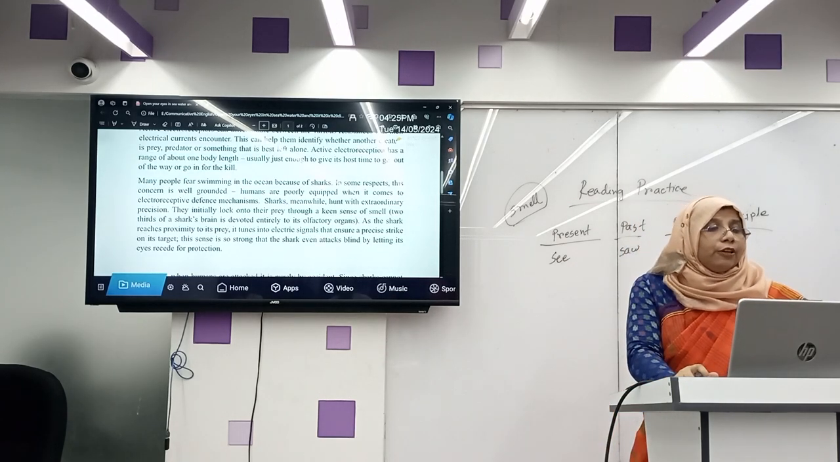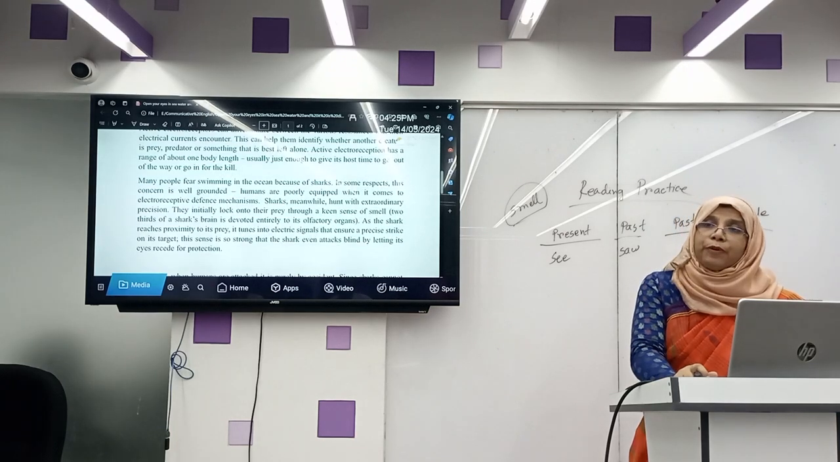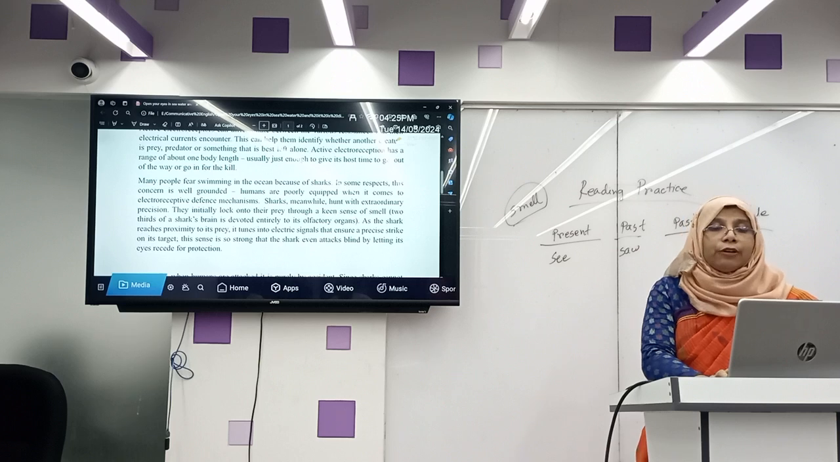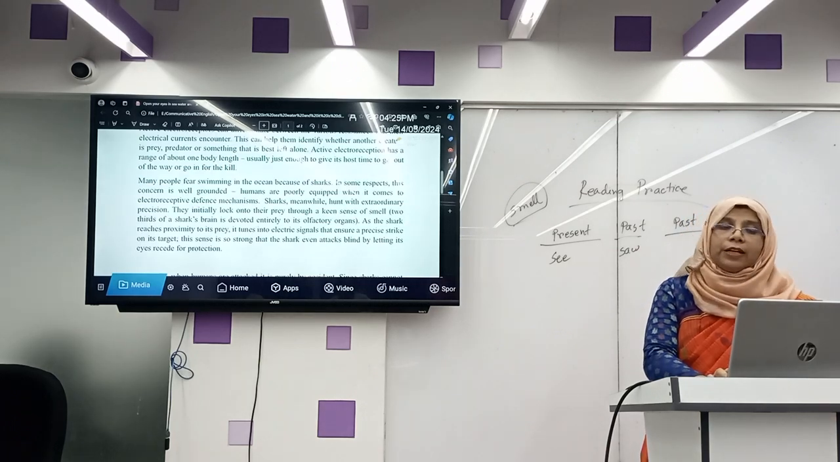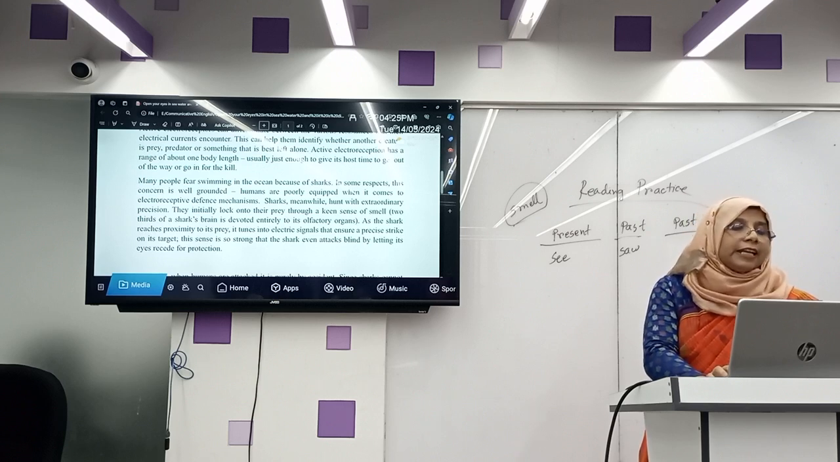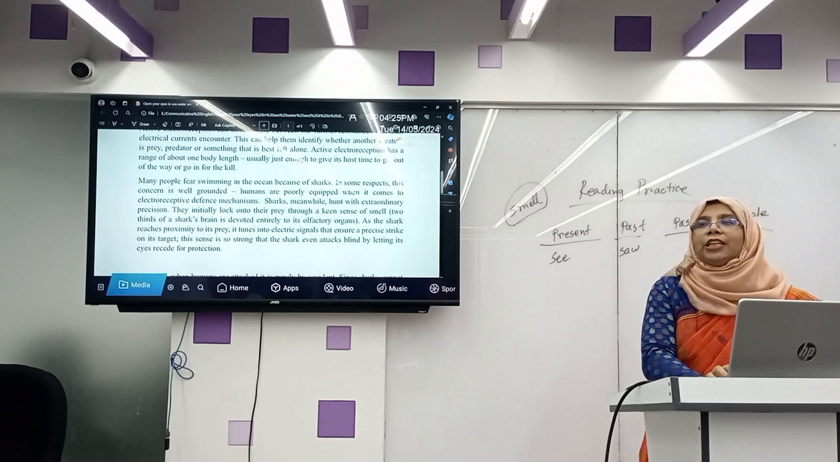As the shark reaches proximity to its prey, it tunes into electric signals that ensure a precise strike on its target. This sense is so strong that a shark even attacks blind, by letting its eyes recede for protection.